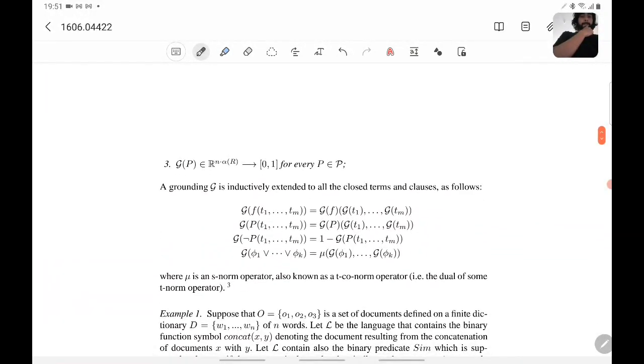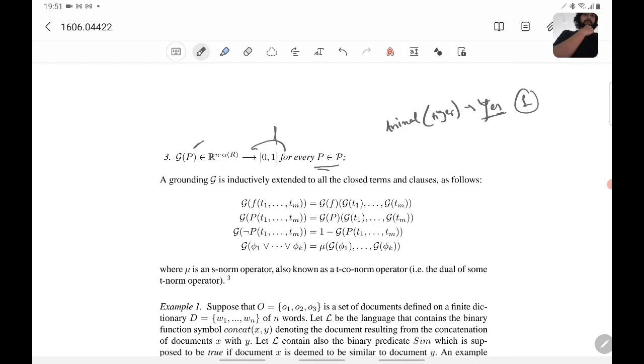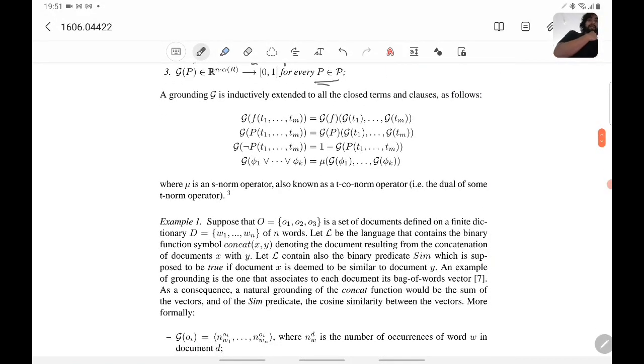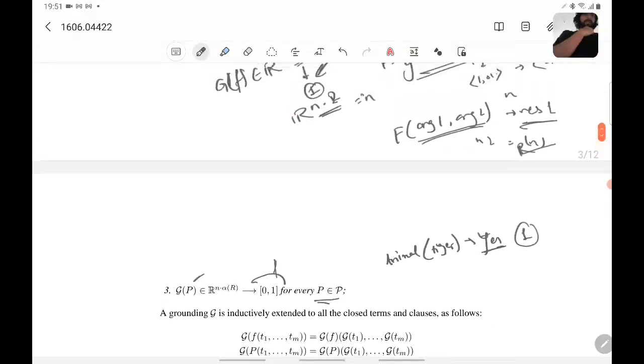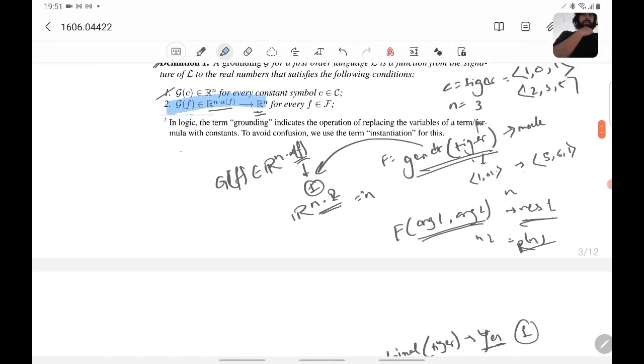And G of p, if p is a predicate, that's where animal comes in. Animal of tiger, and it says yes, it is. Instead of yes, it will say 1, so it belongs to the real numbers between 0 and 1. For every p, a grounding G is inductively extended to all the closed terms and clauses as follows. So let's say what is the grounding of this particular example?